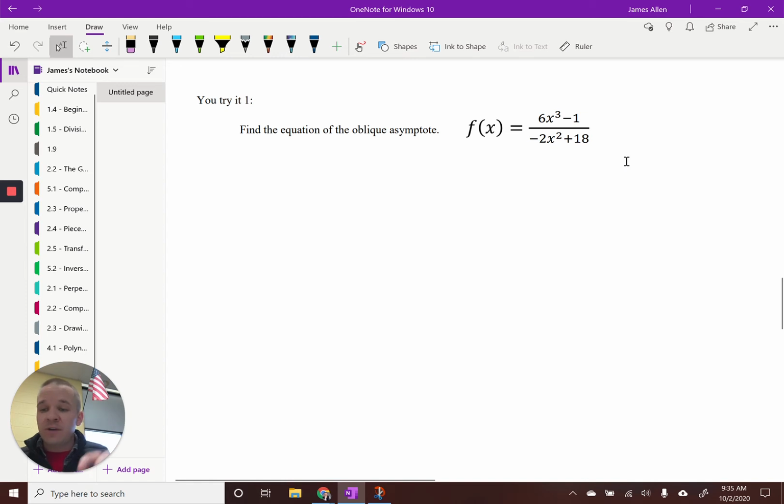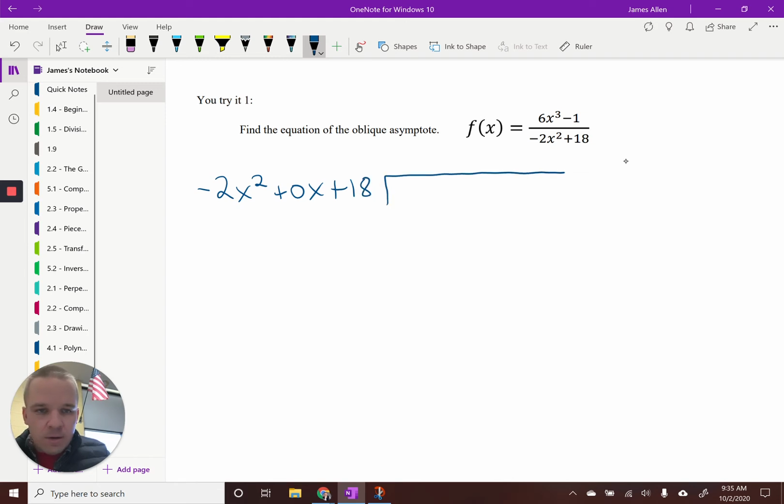How about we set up the long division? If you think you're good to go, pause the video right now. But if you want to see how we set up the long division, just to make sure you have that right before you start, I'm going to do that right now. All right, so we're going to have negative 2x squared plus 0x plus 18, then we have 6x cubed plus 0x squared plus 0x minus 1. This is not an easy problem, but I've got confidence. You guys can handle this, all right? So now pause it, and then we're going to throw in the real solution after you unpause the video, all right?